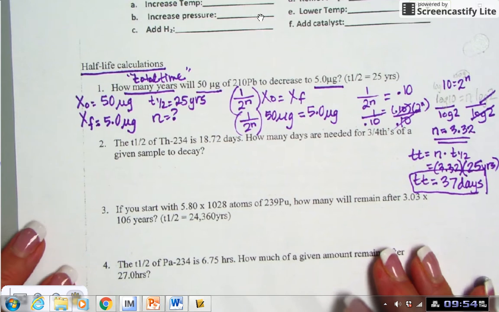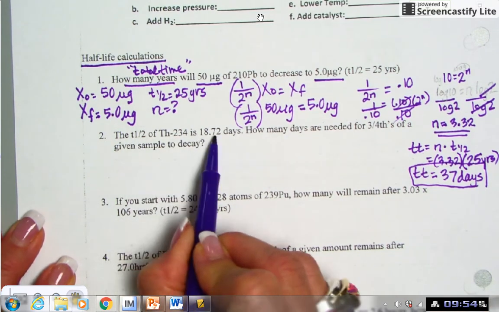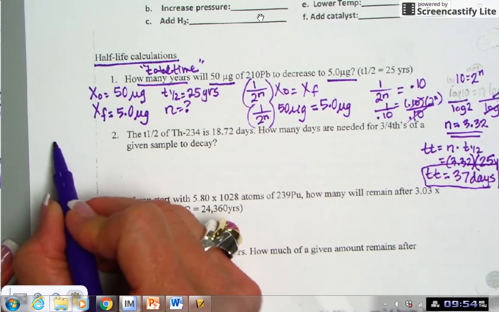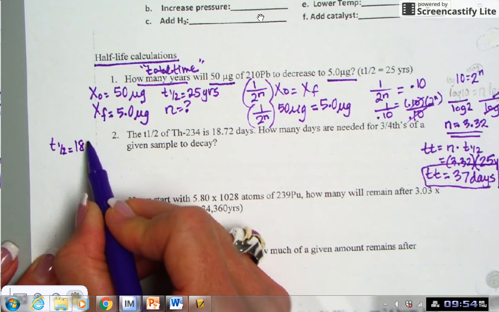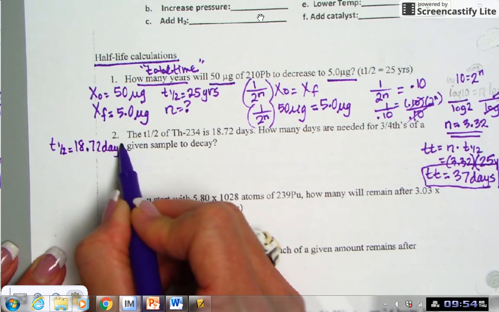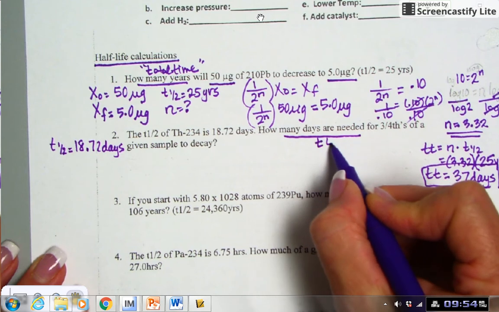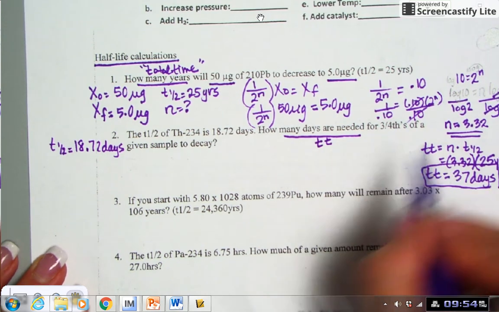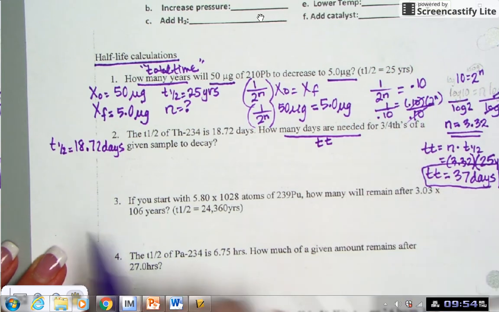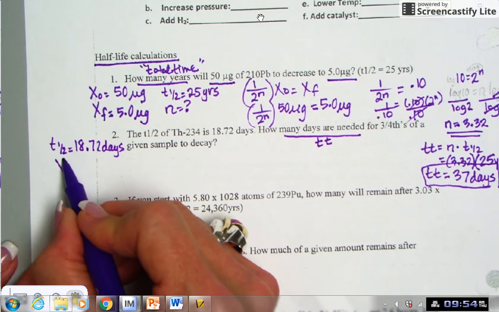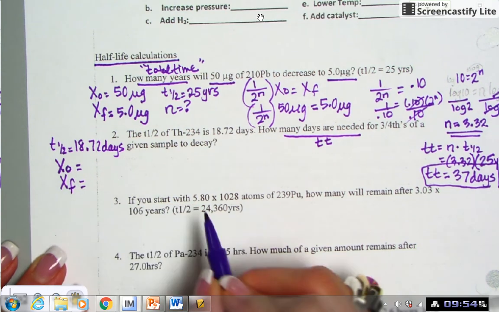Let's look at number 2. Number 2 says the half-life of thorium-234 is 18.72 days. I'm going to write down my givens over here to keep them all together. 18.72 days. Now, we'll say how many days are needed. So again, we're looking for total time for 3/4 of a given sample to decay. Now, notice they've only told us that 3/4 of a given sample has decayed.